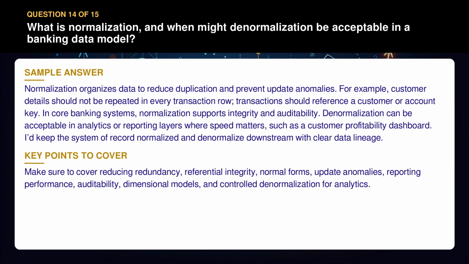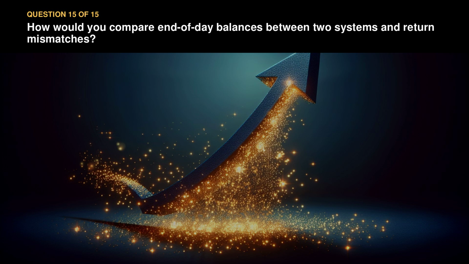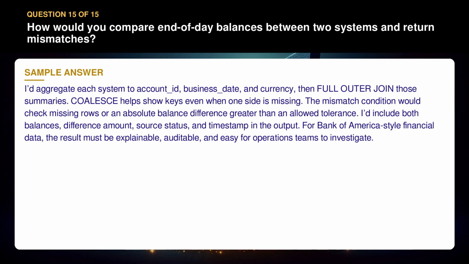Make sure to cover reducing redundancy, referential integrity, normal forms, update anomalies, reporting performance, auditability, dimensional models, and controlled denormalization for analytics. Question 15. How would you compare end-of-day balances between two systems and return mismatches? I'd aggregate each system to account ID, business date, and currency, then full outer join those summaries.